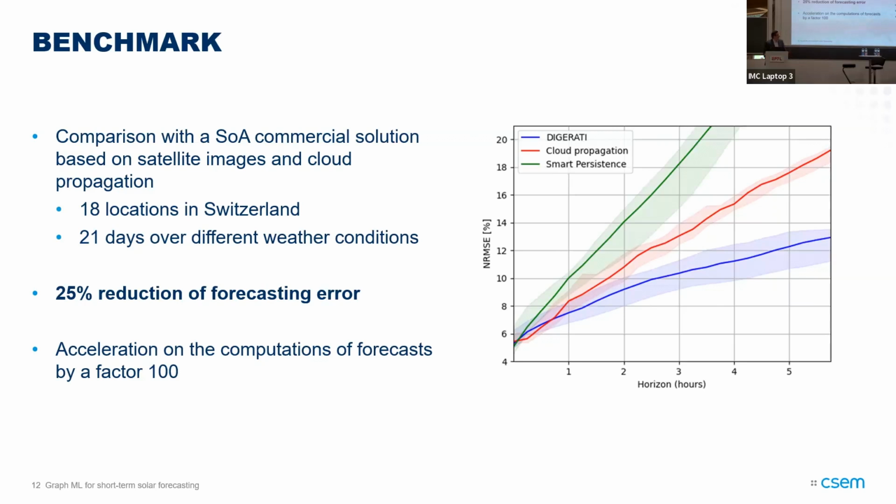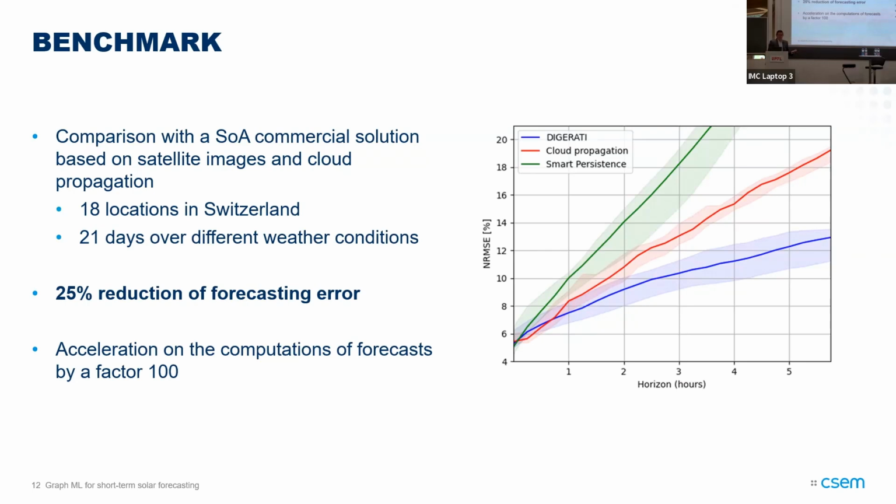Now we can see that, for the first hour, the results of Digerati and the commercial solution are almost the same. But after that, you can see that Digerati has a decrease. Especially for 6 hours ahead, we can see up to a decrease of 25% in the error for this horizon. So it means that using ground sensors can really help to have a more accurate forecast.